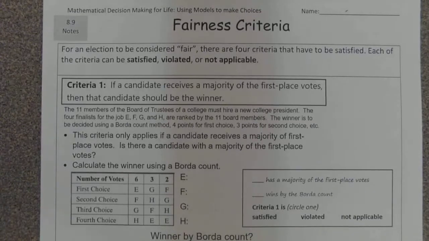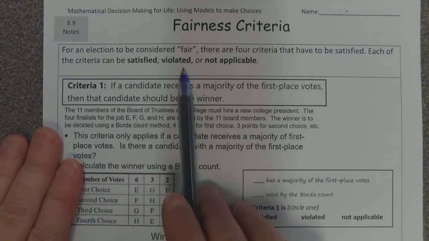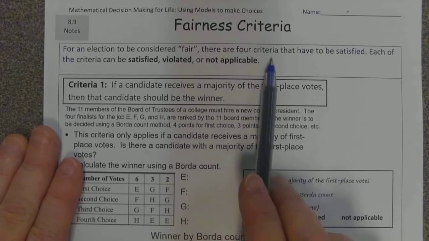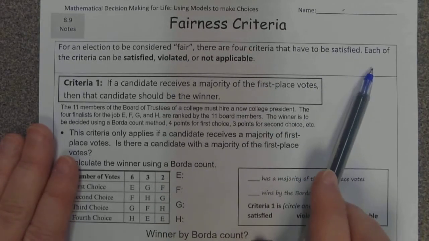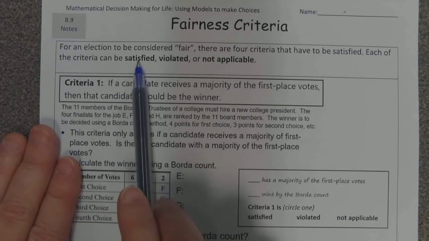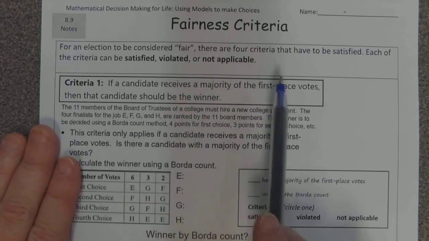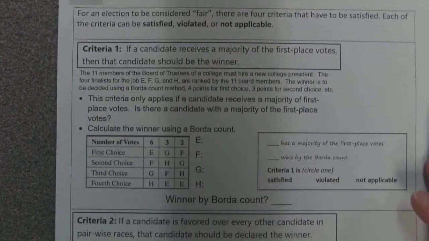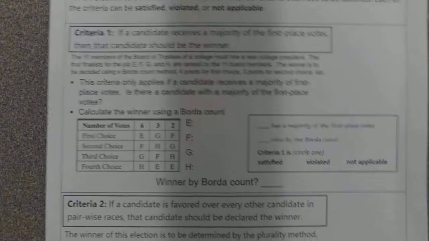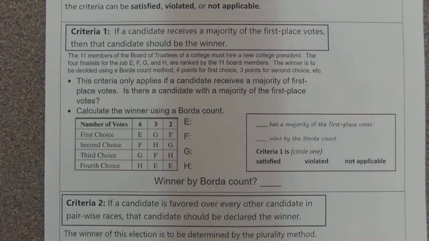This is Note-Taking Guide 8.9 for Mathematical Decision Making for Life. Today we're going to talk about fairness criteria. We're going to talk about voting and how to determine whether or not it was a fair election. For an election to be considered fair, there are 4 criteria that have to be satisfied. Each of the criteria can be satisfied, violated, or not applicable. So let's look at each criteria by itself and do an example of each one.